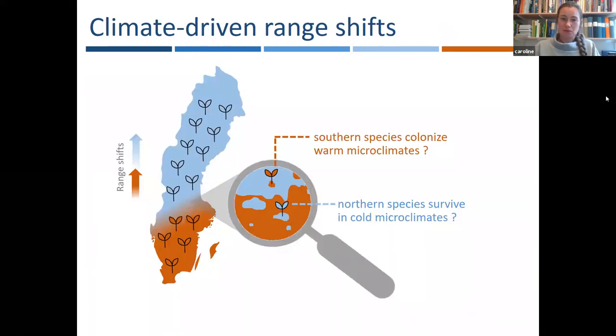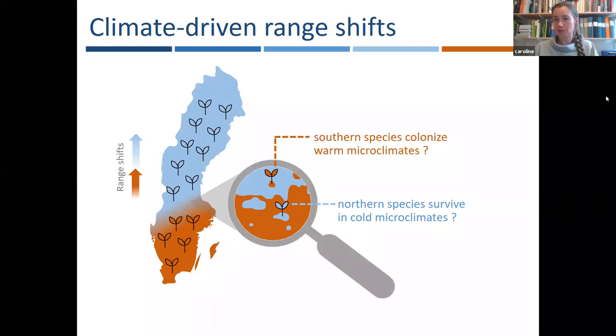So with all these effects, the climate-driven range shifts may look a bit more complex, where southern warm adapted species could colonize warm microclimates outside of their range, like north of their range. And northern cold adapted species may not go extinct because it's getting too warm, but they could survive in cold pockets in the landscape, in cold microclimates.